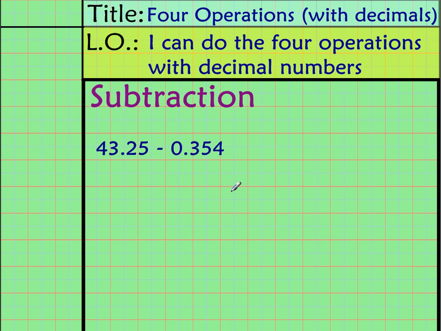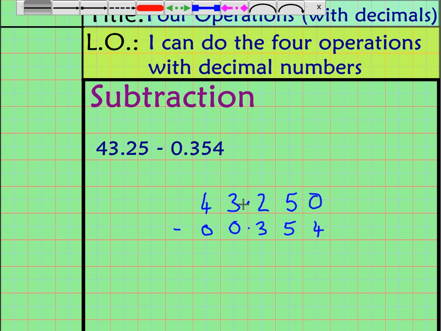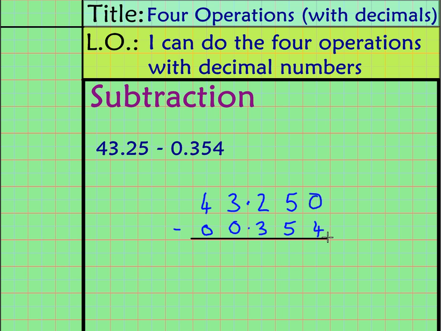The same goes for subtraction. So here we've got 43.25. And so I'm going to take away 0.354. Okay, remember I can fill in any blanks I want with zeros here. Then I put my decimal points in line there, and I say to myself, okay, right, I want to do 0 take away 4. Now, if you've watched the integers version, you realize, of course, you can't do that.